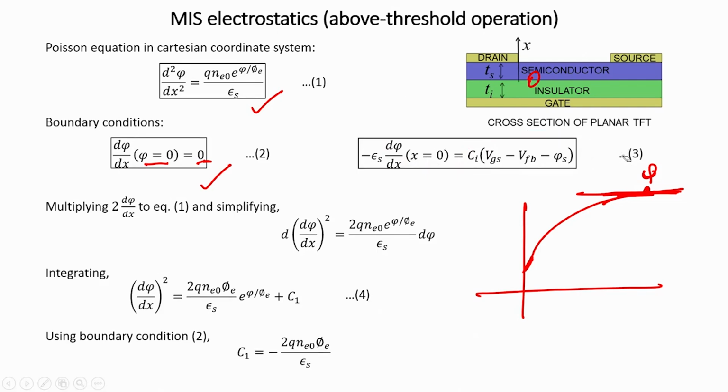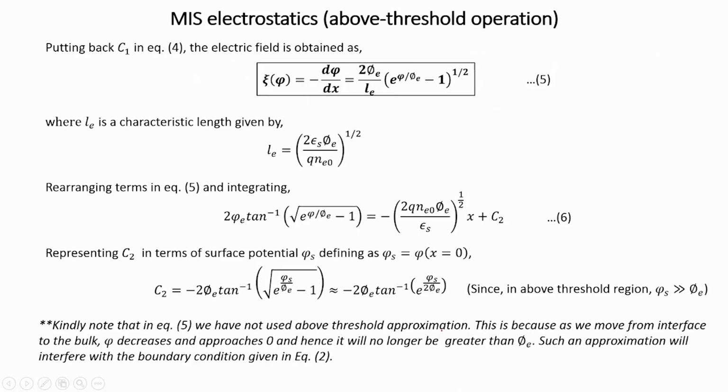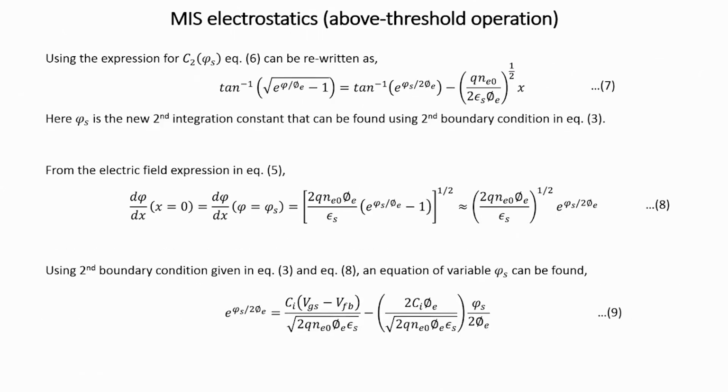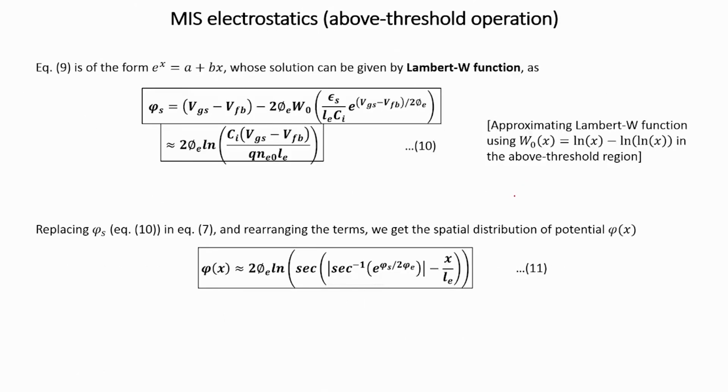So, by applying these 2 boundary conditions and going through all this mathematics, we will find that this is the expression for the electric field. Going through all this mathematics by applying both the boundary conditions, we find that the surface potential is defined in terms of a Lambert W function, okay, which can be approximated as this particular expression here. And the potential through the semiconductor, not the surface potential, is given by this particular expression. The surface potential in particular is the potential at x equal to 0.